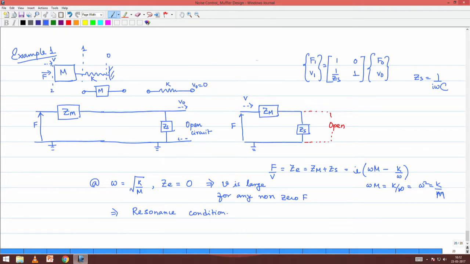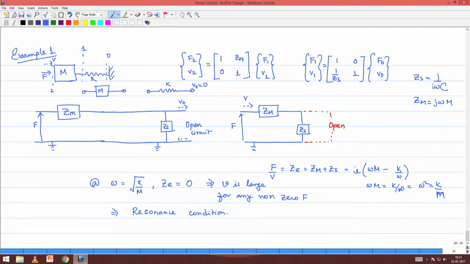Now, in the next stage we need to relate the state variables from station 1 to station 2. Okay. So, we need to find out F2 V2 in terms of F1 V1, and that also is simple because that is just the transfer matrix associated with the mass element, that also was defined, and that transfer matrix is given by this form, where Zm is j omega m, right.